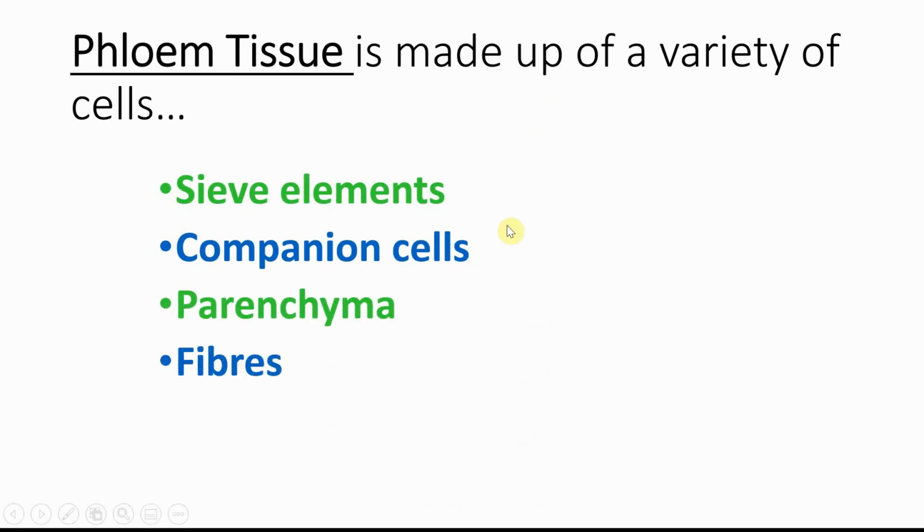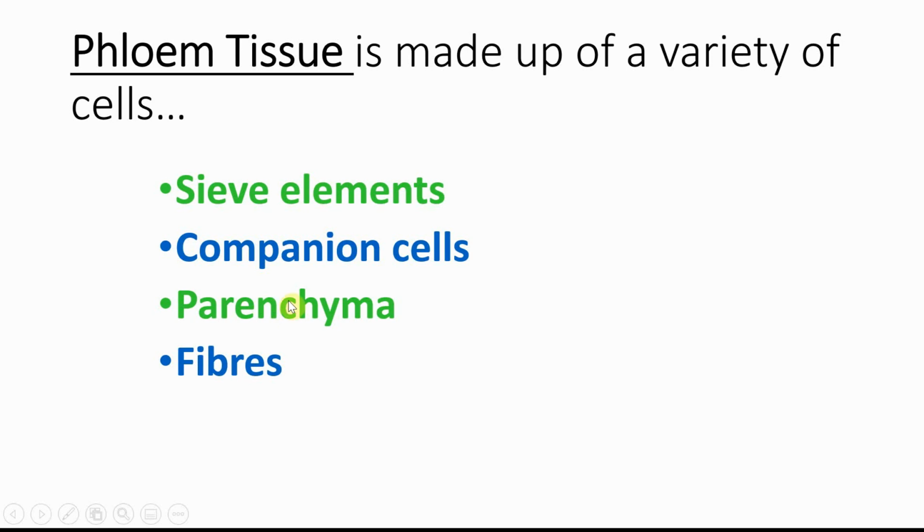It's not really listed, I don't think, in your notes anywhere, so it may be good to scribble these down at the side on page 3. The sieve elements, companion cells. Now, this is one of these fancy packing tissues I said are found within plants. Parenchyma is how you pronounce that. And then these little fibers as well.